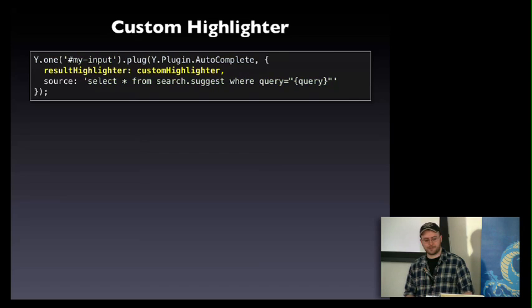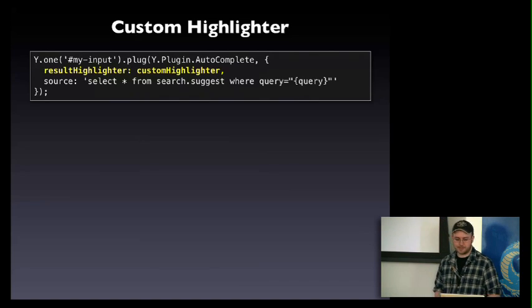And so just like the filter function, there's a result highlighter config. I can specify my custom highlighter here. Unlike the result filters config, you can't specify multiple highlighters. There's not really much point to that because you just end up stepping on each other's toes. So you can only highlight something once.